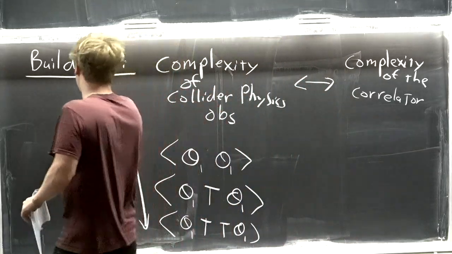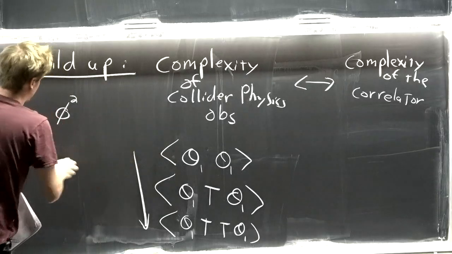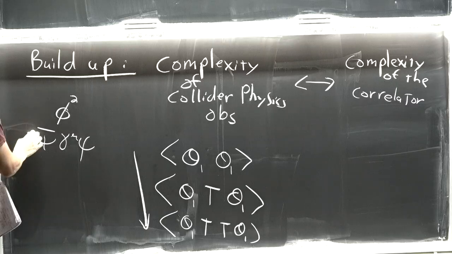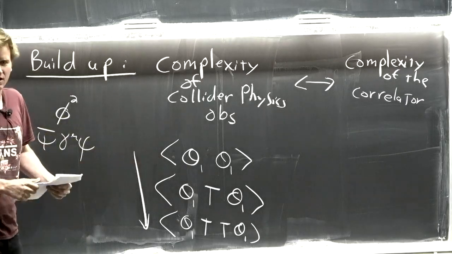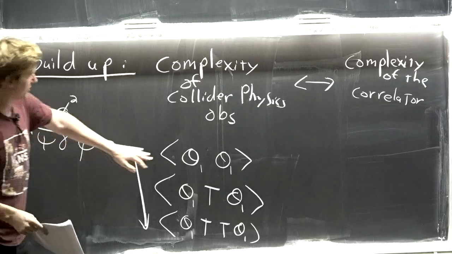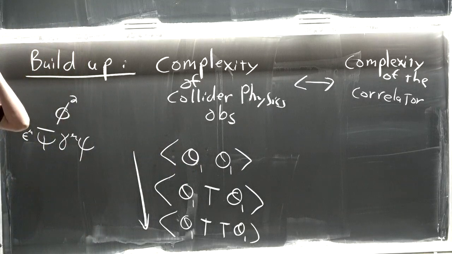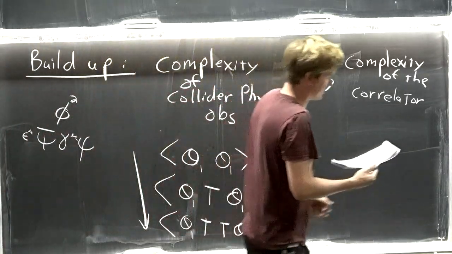So they could be, for example, a scalar like phi squared, phi to the n, or something like psi bar gamma mu psi with some polarization, or any kind of composite operator. So if I take this and have this 2-point function, does anyone know what this corresponds to? It's the total cross section, so very good.